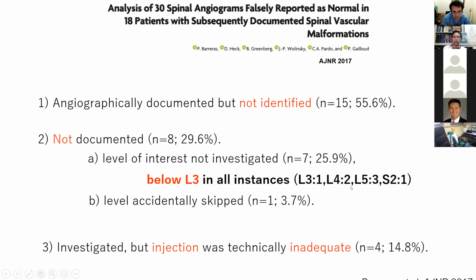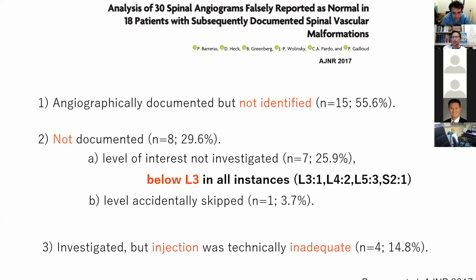So what were the problems? Sometimes it's actually there on the angio, but they just couldn't pick it up. It's about 50% of cases like that. And in some of the cases it was not documented at all. It wasn't shown on the angio at all.